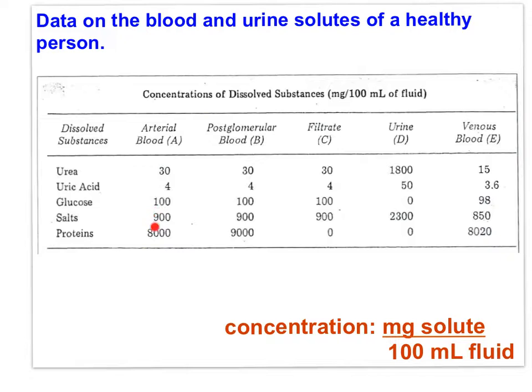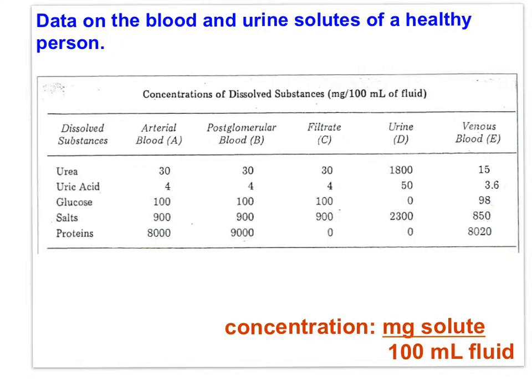Arterial blood has more salts than the venous blood because salts have been excreted in the urine. Proteins do not enter the filtrate, as you already know, but notice that the protein concentration has increased slightly as the blood moves through the kidney. The increase in protein concentration seen here results from water loss to the urine, not due to an increase in the absolute mass of proteins in the blood. See me in class if you have a question on this.